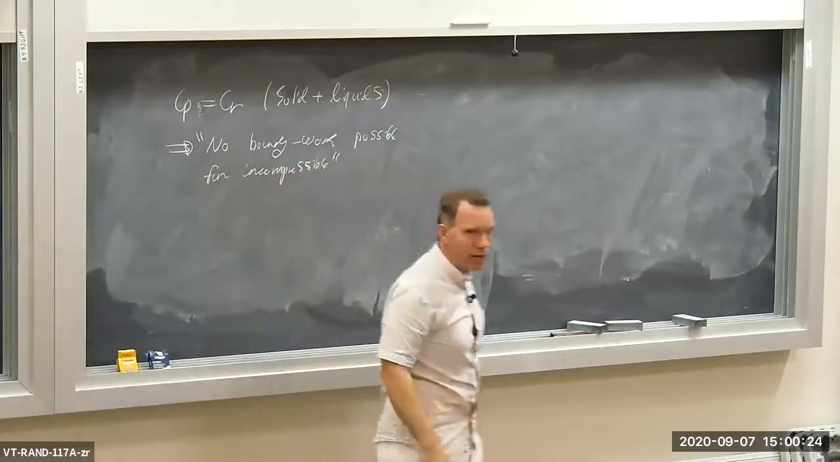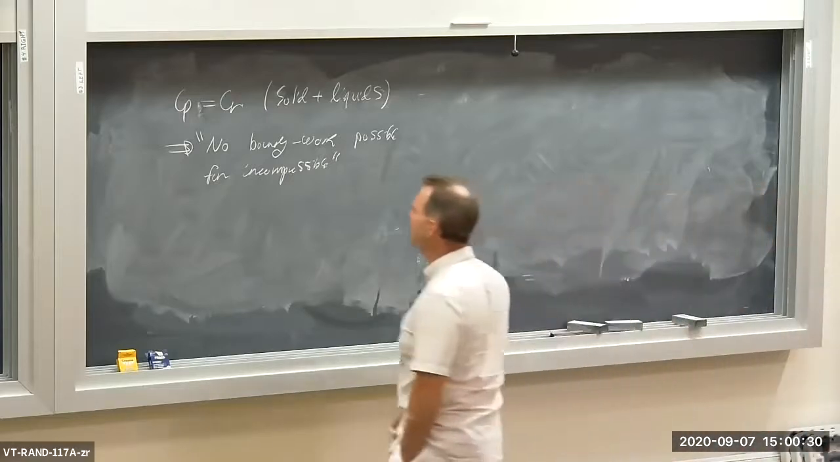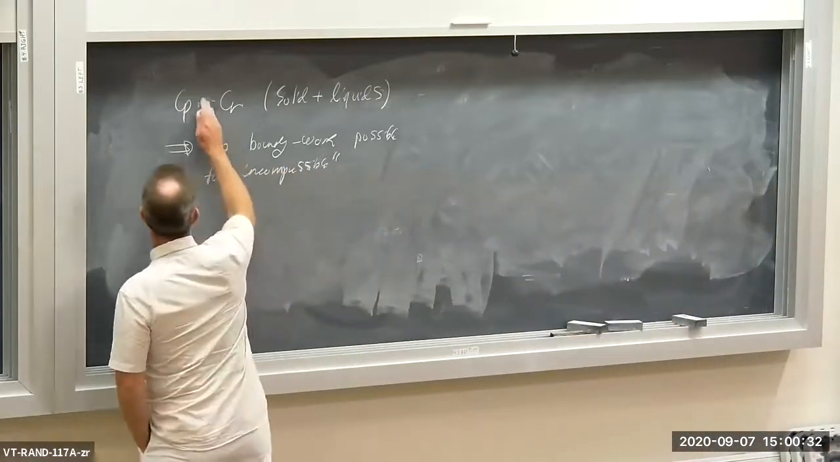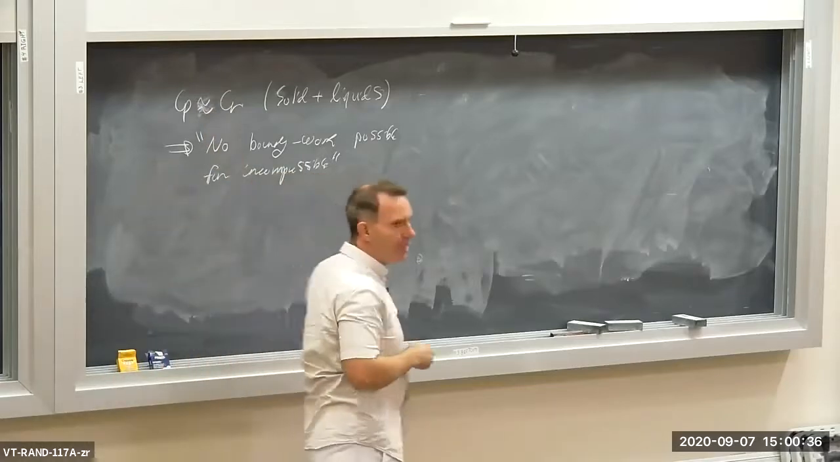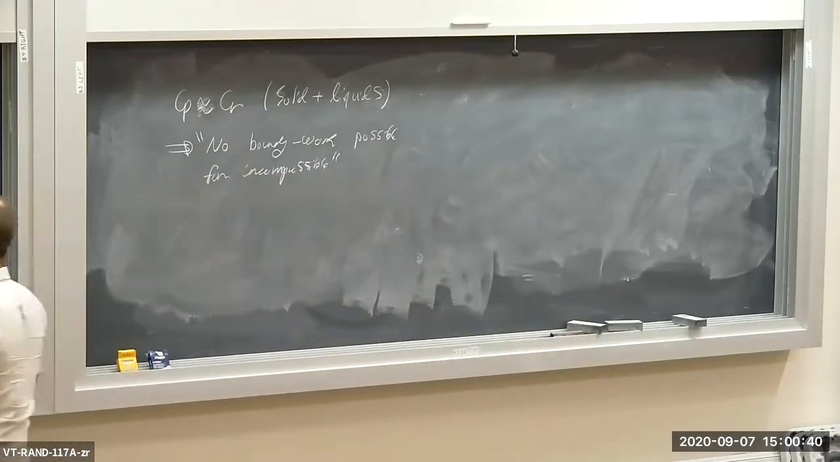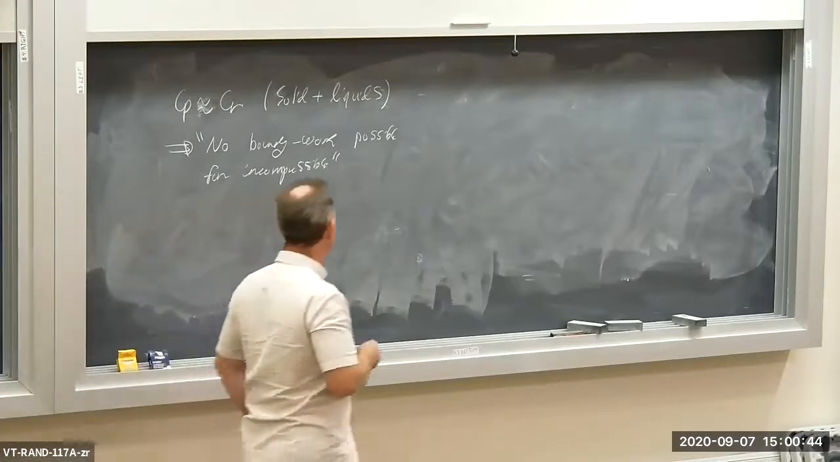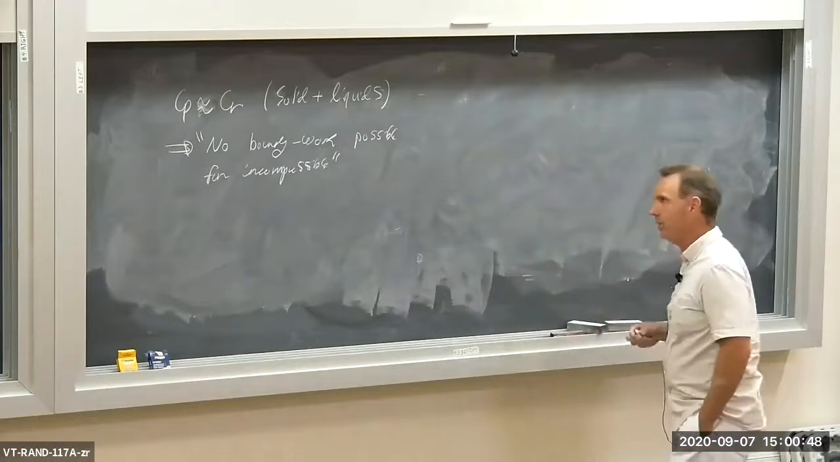A gas is not incompressible. Liquids and solids are approximately incompressible. If you want to be absolutely strict here, just put approximately equal if it makes you feel a little bit better. Okay, so Cp and Cv are the same for liquids and solids. So that's another fact.